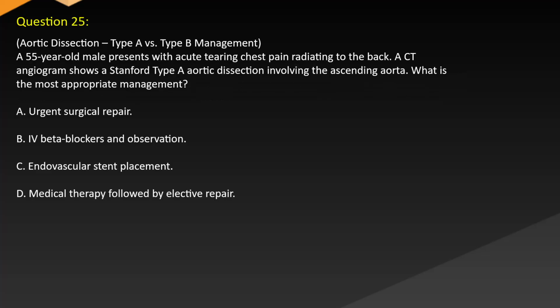Question 25. Aortic dissection. Type A versus Type B management. A 55-year-old male presents with acute tearing chest pain radiating to the back. CT angiogram shows Stanford type A aortic dissection involving the ascending aorta. What is the most appropriate management? A. Urgent surgical repair. B. Beta blockers and observation. C. Endovascular stent placement. D. Medical therapy followed by elective repair.